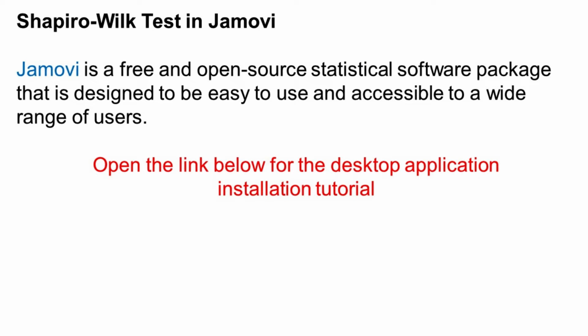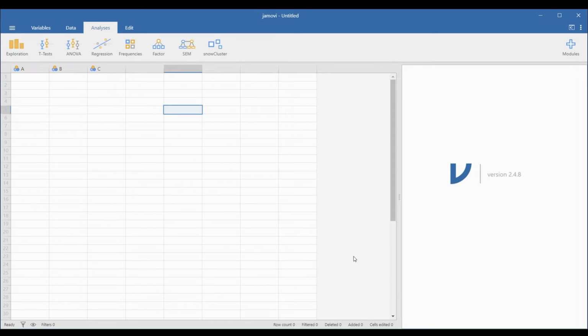Jamovi is a free and open-source statistical software package designed to be easy to use and accessible to many users. You may check the Jamovi playlist on my channel for the installation tutorial. Just check the description below. In this demonstration, I will use the data set from the pre-installed Jamovi library.